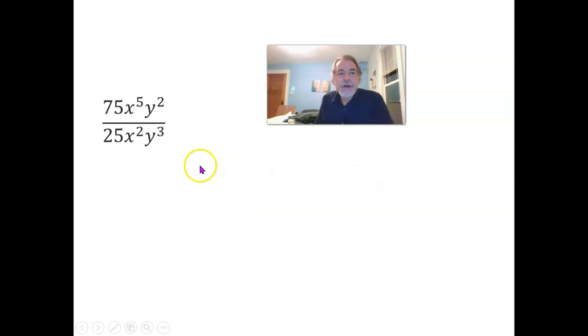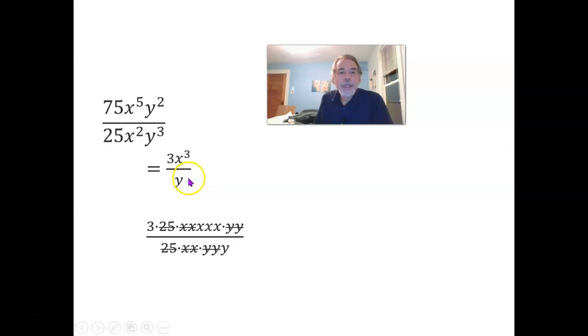How about this one? 75x to the 5th y squared over 25x squared y to the 3rd. Well, when you look at the numbers, the 75 would be like a 25 times 3. So we can divide out 25. So the 75 over 25 reduces to just a 3 on the top. x to the 5th over x squared reduces to x to the 3rd power on the top. And y squared over y cubed reduces to just 1y on the bottom. So in lowest terms, what we end up with is 3x to the 3rd over y.